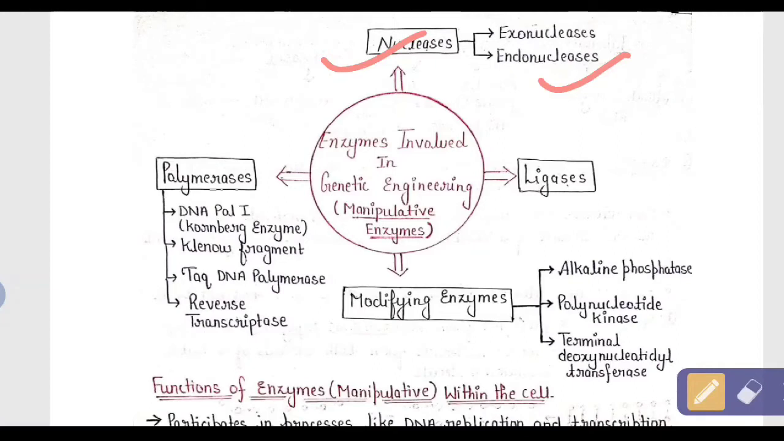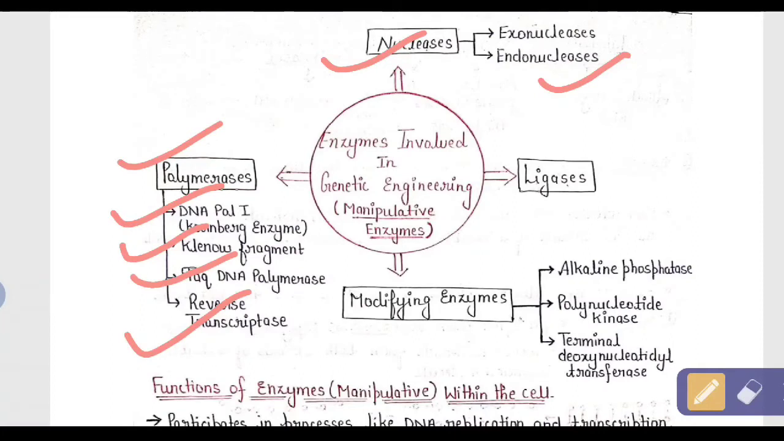Next in the category we have polymerase. Polymerases are the enzymes which are generally involved in the synthesis of DNA. We have read about these polymerases in replication also. These polymerases can be of different types, like DNA polymerase 1, which is also known as Kornberg enzyme. Then we have Klenow fragment, which is a modification of DNA polymerase 1. Then we have Taq DNA polymerase and reverse transcriptase.